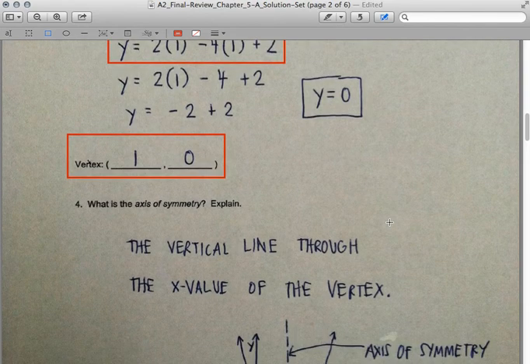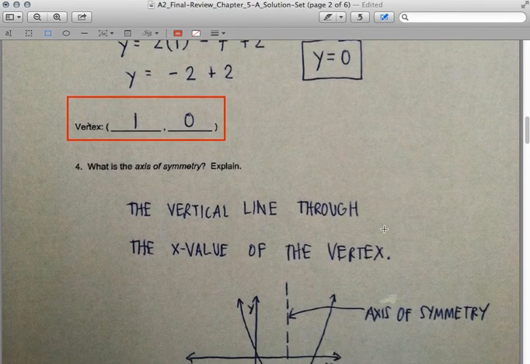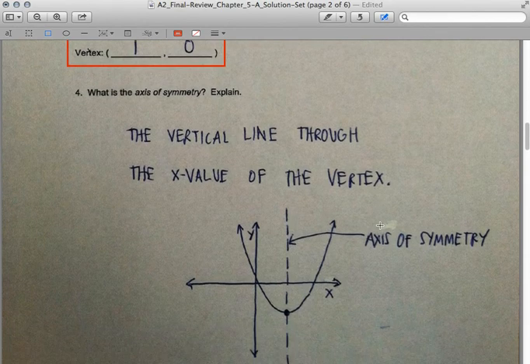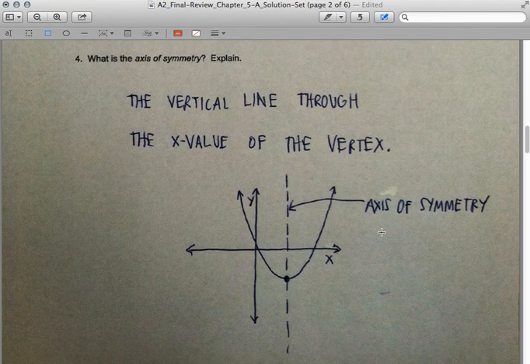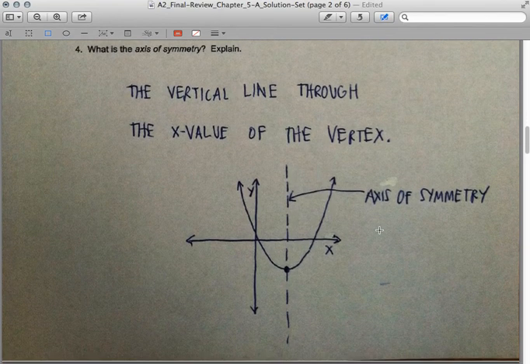We talked about it a second ago. What is the axis of symmetry? It is essentially the vertical line that goes through the vertex of the parabola. And in this case, that vertical line is x equals 1. And so this is going to be the basic shape of our parabola. And as you can see, the axis of symmetry is that vertical line, usually shown on the graph as a dashed line.